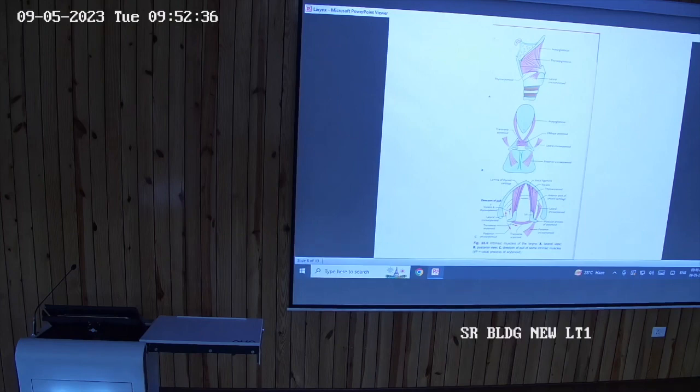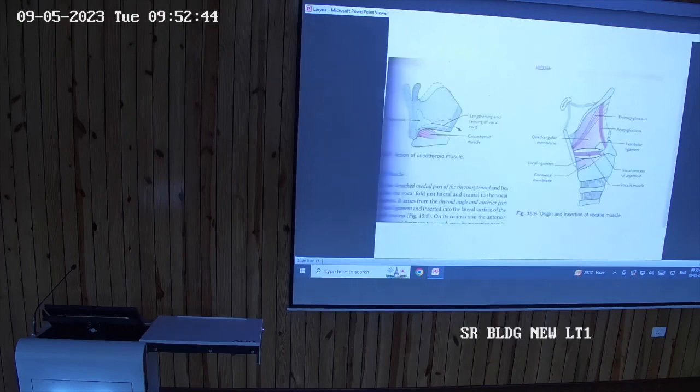Now see the part. You can see this is the vocalis muscle and this is the cricothyroid muscle. Both these muscles are tensing the vocal cords.